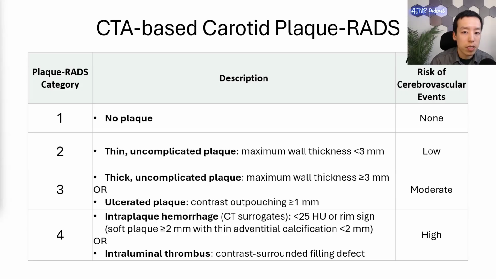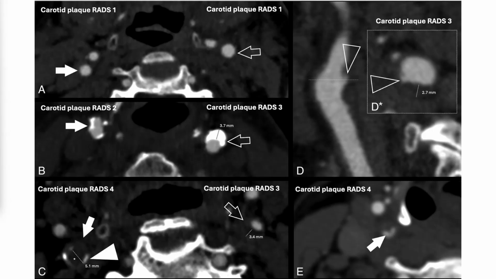And then finally, intraluminal thrombus is the highest risk feature, and that's seen as a filling defect that's based at the plaque that projects into the lumen and is surrounded on some sides by contrast. So let's take a look at some examples from our first paper, again with some repetition to help you learn these grades. In panel A, we have smooth, regular contours of bilateral internal carotid arteries. So this is carotid Plaque-RADS 1 on both sides.